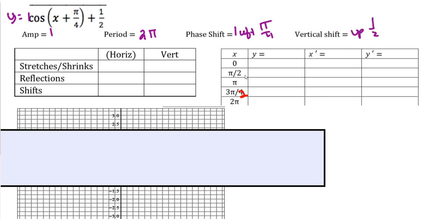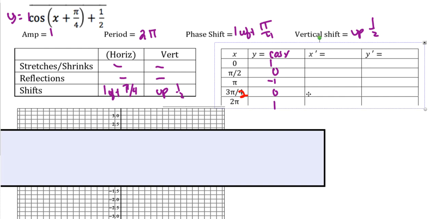So let's take a look at what's going on in the table. There's nothing exciting on stretching or shrinking. There's nothing exciting on reflections. We're just going left pi over 4, and we are going up 0.5 or 1/2, however you want to look at it. So this is going to be y is equal to cosine of x, my parent function. We start high and go low. Nothing's really changed. 1, 0, -1, 0, and 1. There's my complete 2 pi period.